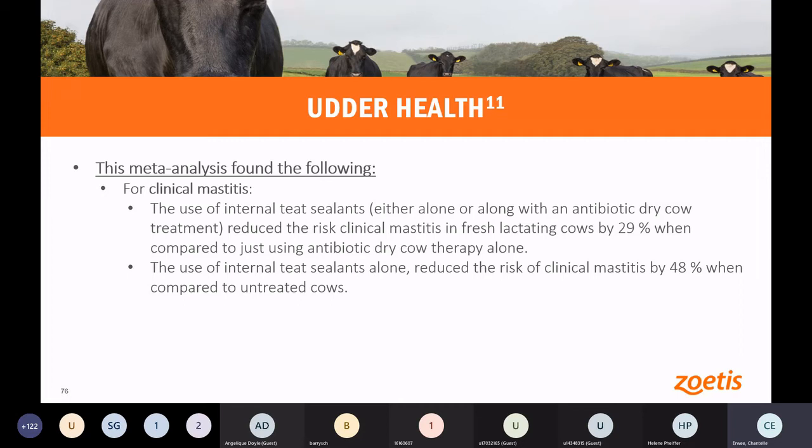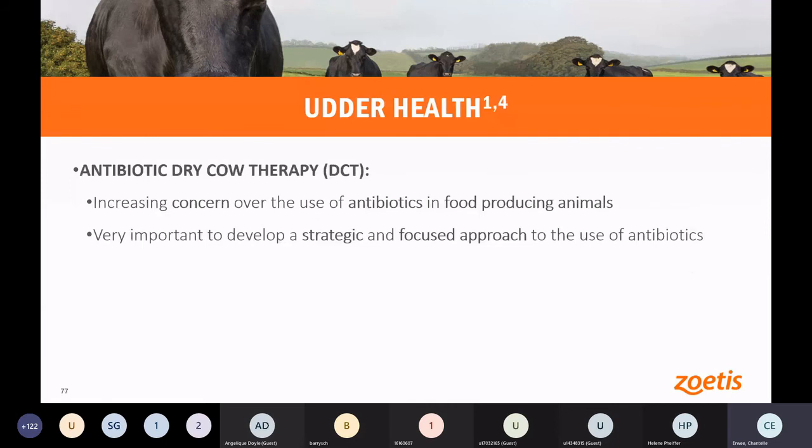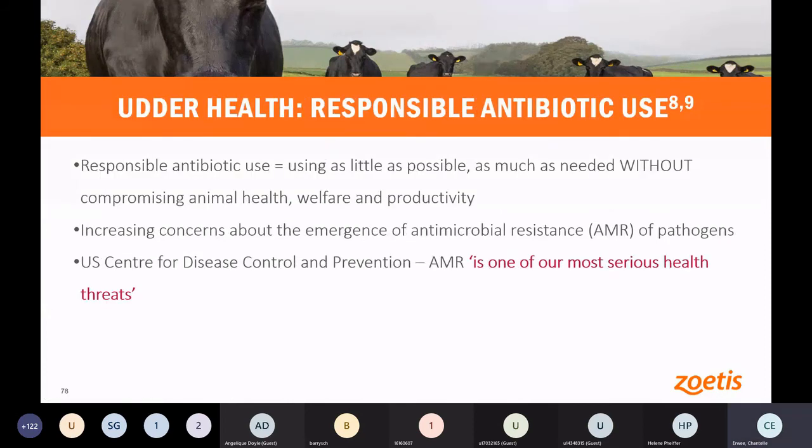Right, and then very quickly, I have to mention antimicrobial resistance. We have to mention the increasing concern of antibiotics in food-producing animals and the responsibility that we have as veterinarians to develop a strategic and focused approach when it comes to antimicrobials. Okay, so I think the main definition of responsible use is using as little as possible, as much as needed, without compromising the animal's health or welfare or productivity.